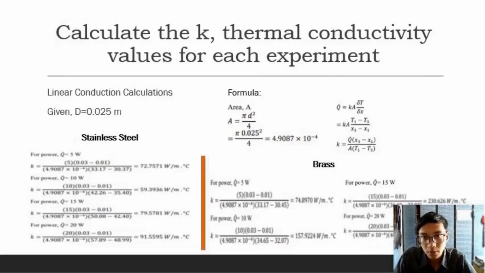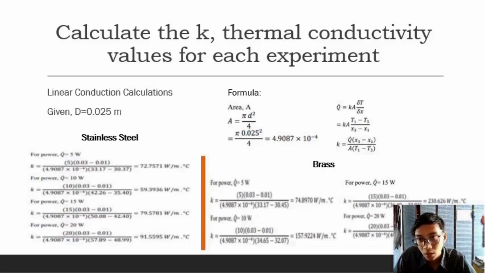So next, part E, which is to calculate K, the thermal conductivity, for each experiment. In the linear conduction calculation, we have been given the diameter, which is 0.02. What we need is to find the area. The area formula is A equals pi d squared over 4. So we got the area as 4.9087 times 10 to the power of negative 4. Q is not an issue because it was given in the question.